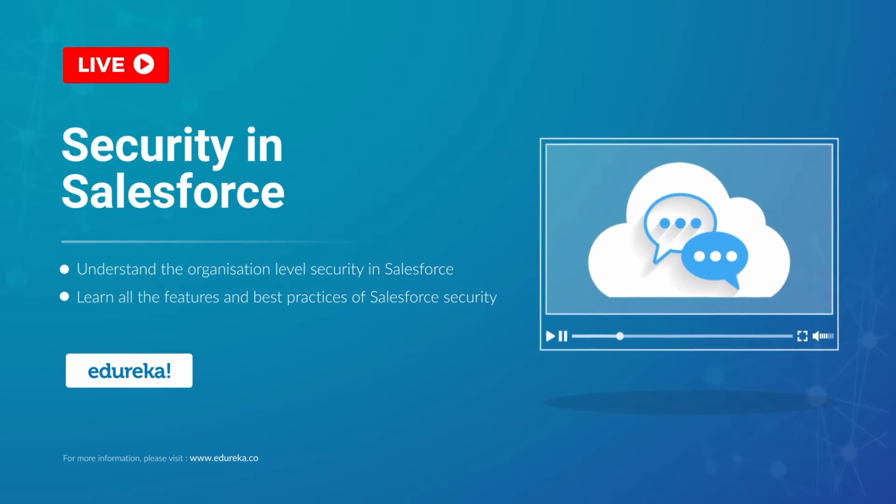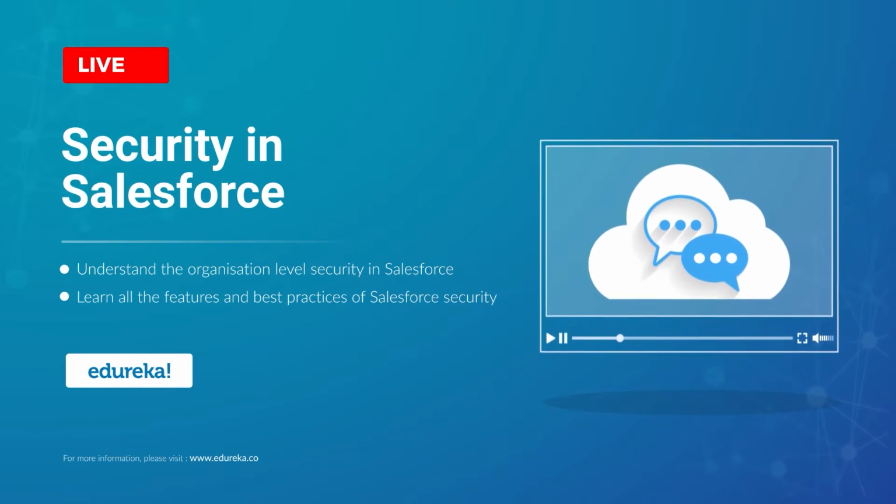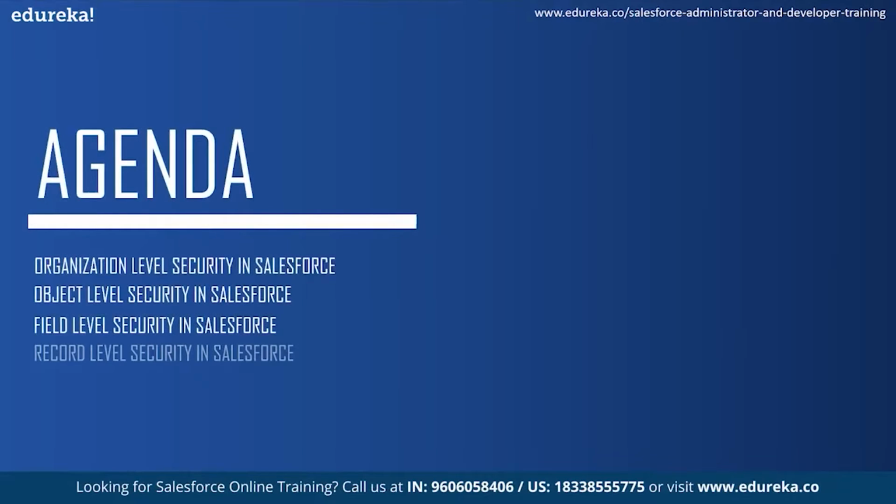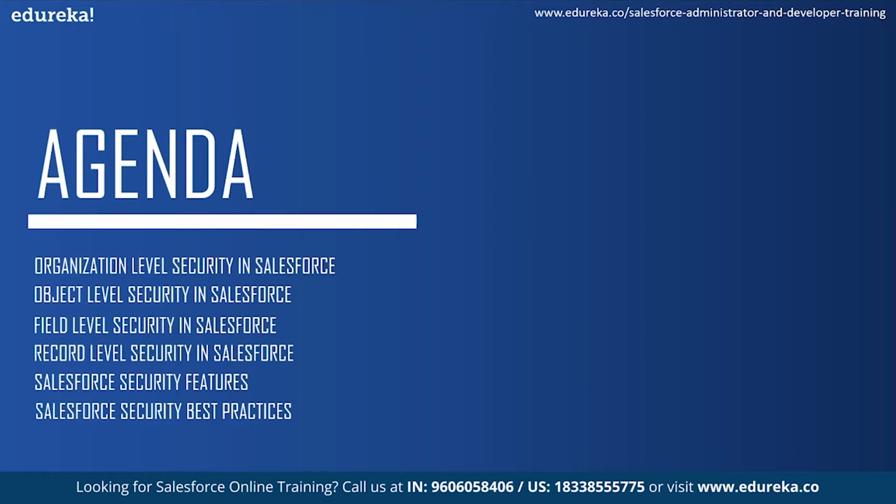But before we get into any more details about Salesforce security, I would like to address the agenda for today's session. Firstly, we'll understand the different levels of security in Salesforce, starting with the organization level security, then object level security, followed by field level security and record level security. Next, we'll take a look at some of the prominent Salesforce security features, and then conclude our session by talking about Salesforce security best practices.